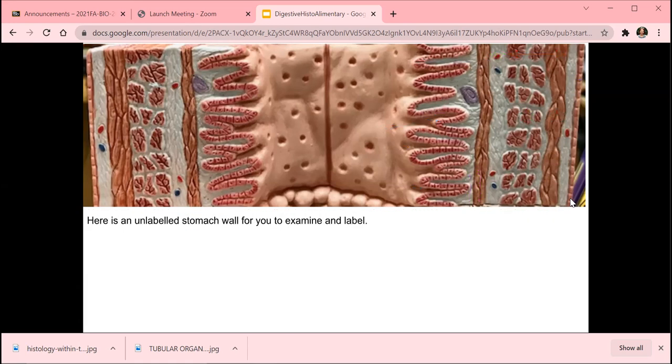In this picture, you have the unlabeled stomach wall. And now I want to label it for you. The first layer which we have here is tunica mucosa. In tunica mucosa, first you have epithelium, lamina propria, and muscularis mucosa. You can see the gastric gland, and the opening of the gland is called gastric pit. After that, you have tunica submucosa. Then you can see tunica muscularis externa, which should have three layers, but in our models, it has only circular and longitudinal layers. And the last layer is called tunica serosa, the connective tissue with the mesothelium outside.